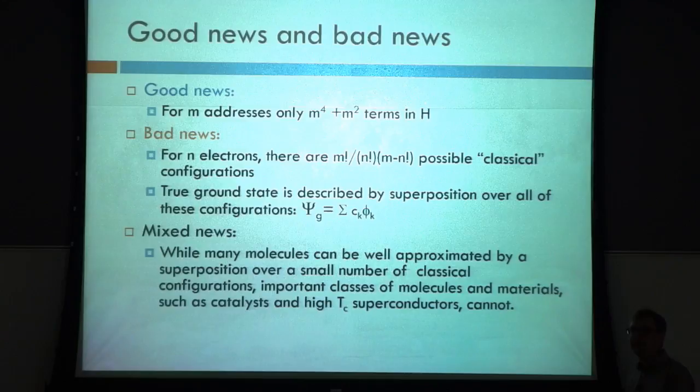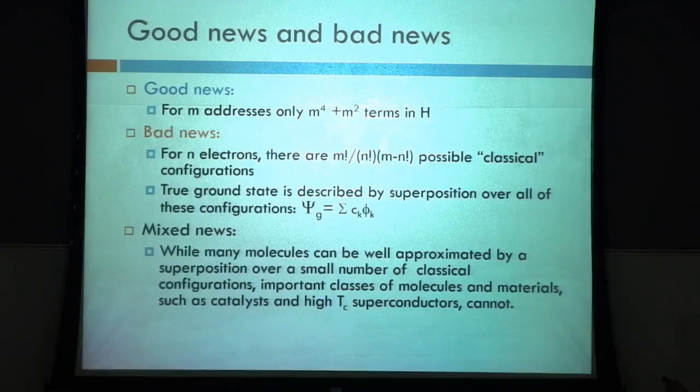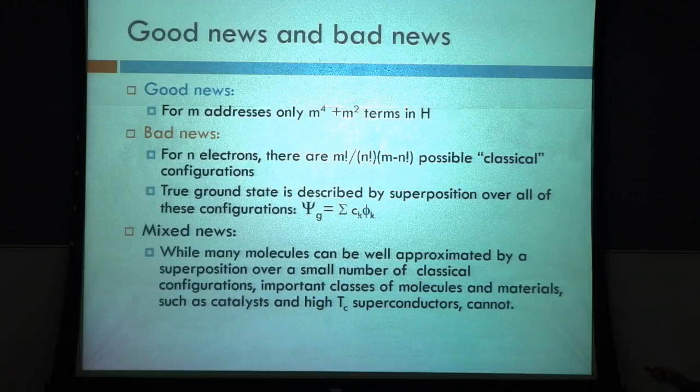The bad news is the possible number of configurations is basically the number of addresses choose the number of electrons, which is exponential in the number of addresses, which is usually linearly proportional to the number of electrons. And so this is a huge configuration space. And this is where the quantum mechanics rears its ugly head and says that the ground state is actually some superposition over potentially all possible ways to configure these electrons. That means I have an exponential number of these coefficients I need to keep track of if I want to directly map the state of the molecule.